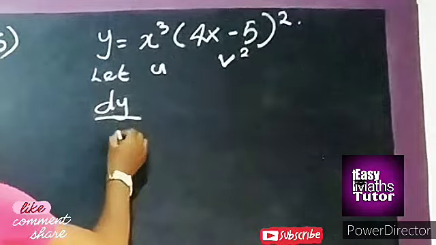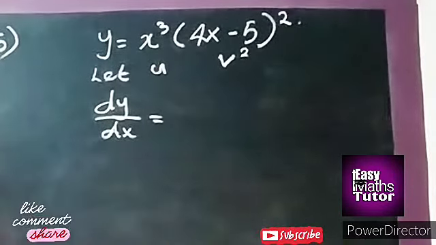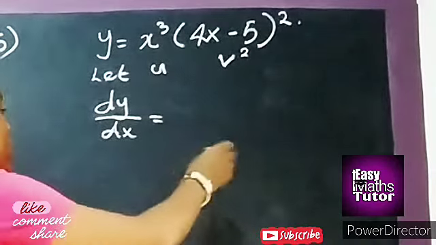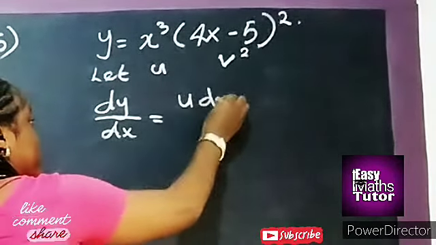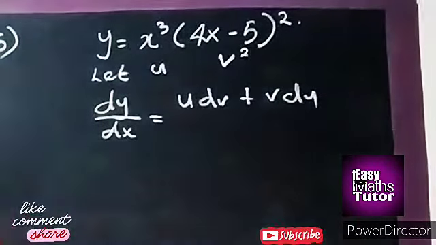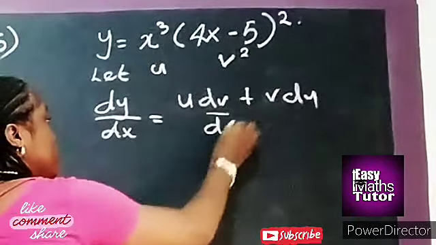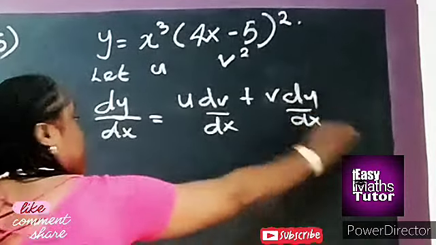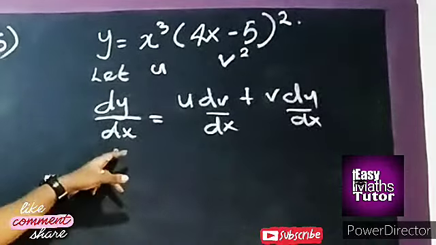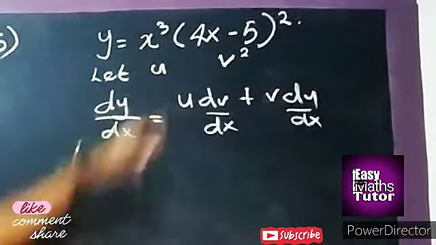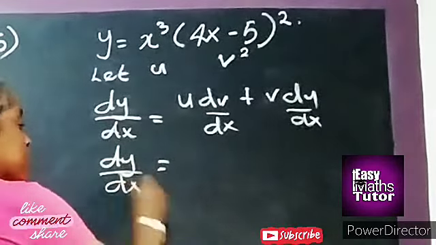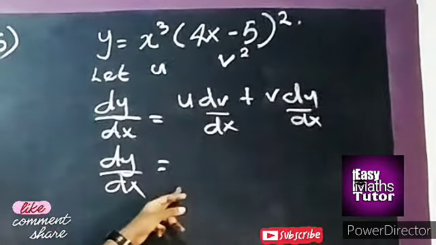We'll have dy/dx equal to, remember, the formula is u dv plus v du. And we're differentiating with respect to x. So let's bring this down, dy/dx.